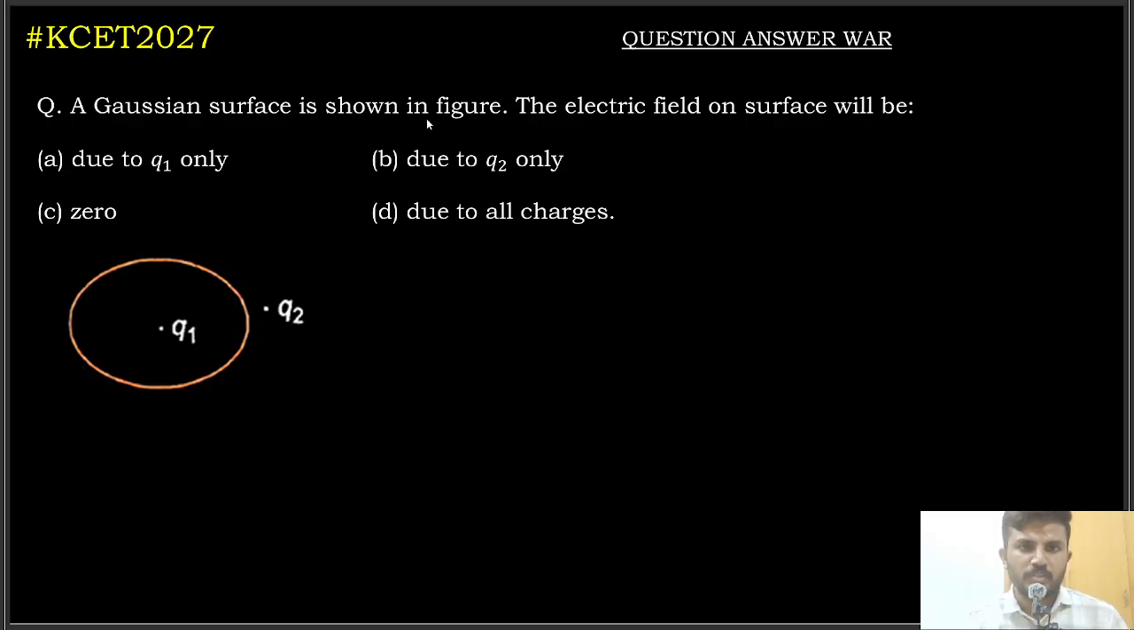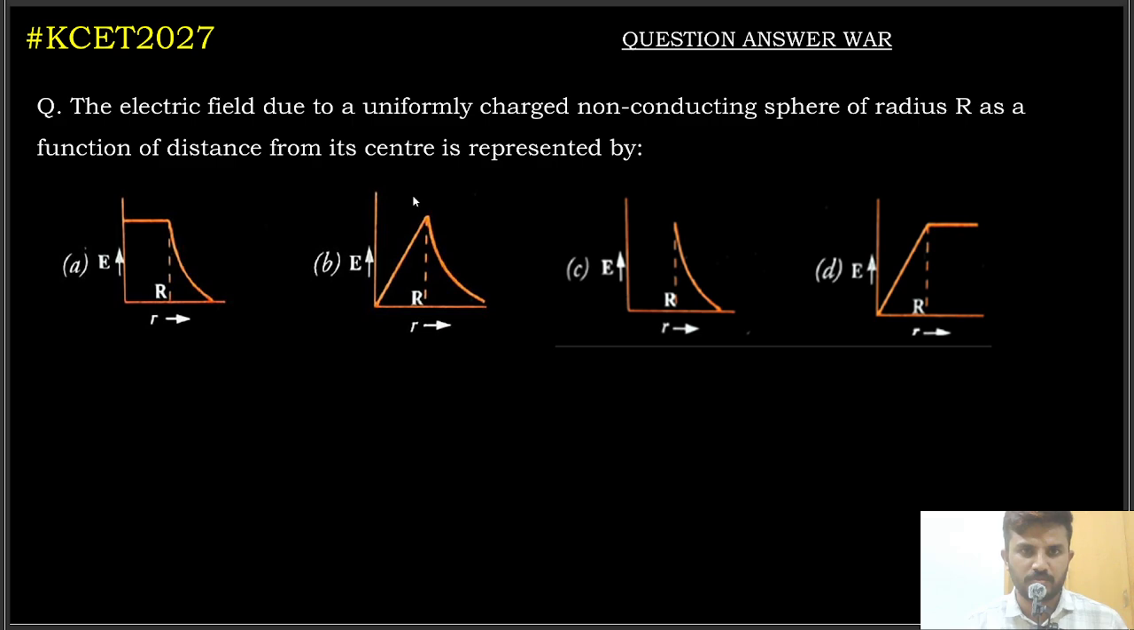A Gaussian surface is shown in the figure. The electric field on the surface will be... So here, does it depend on Q1? No, here it is given electric field, not electric flux. It depends on both Q1 and Q2. So that is due to all the charges.